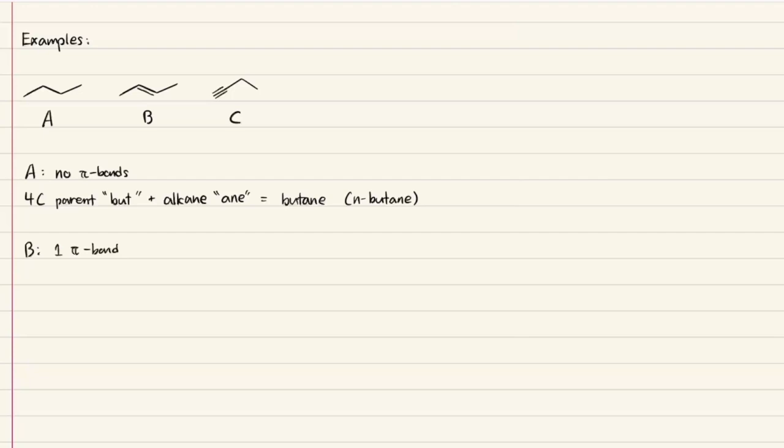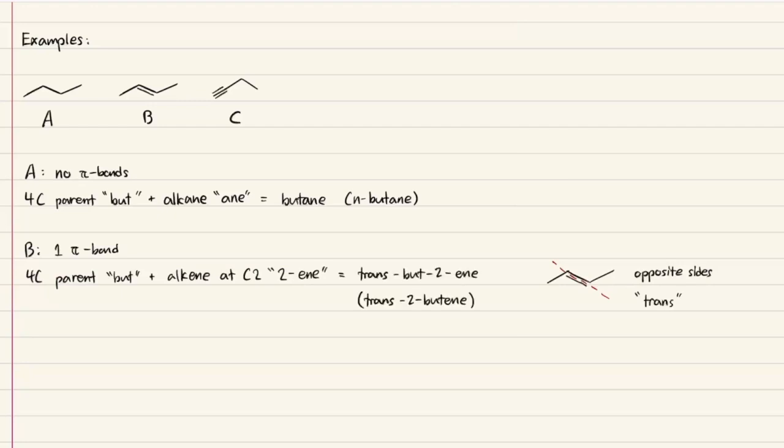Molecule B has 1 pi bond. Numbering the chain from both directions, we again count a total of 4 carbons. The pi bond is in the middle of the alkene and is on carbon 2 when we count from either side. Moreover, the methyl substituents are on opposite sides of the double bond. Therefore, we call the double bond trans. Altogether, molecule B is called trans-but-2-ene or trans-2-butene. Both are acceptable naming conventions, and you can use the one that sounds better to you.